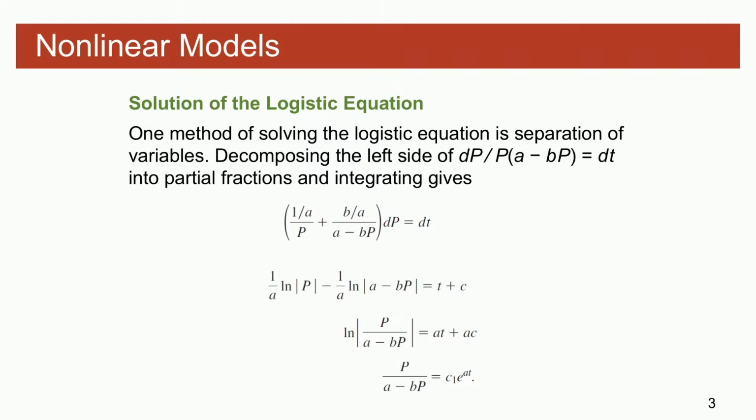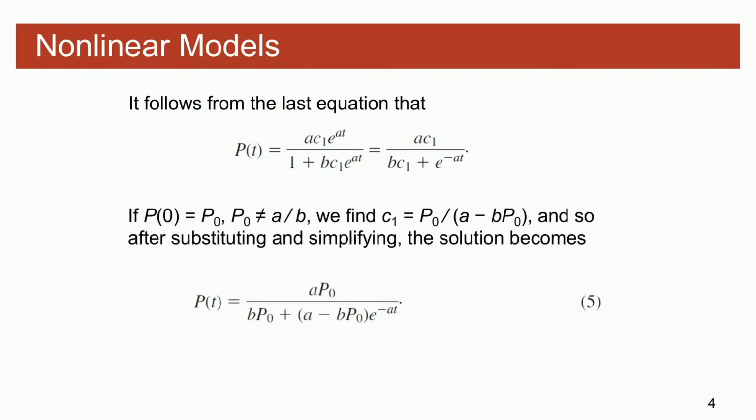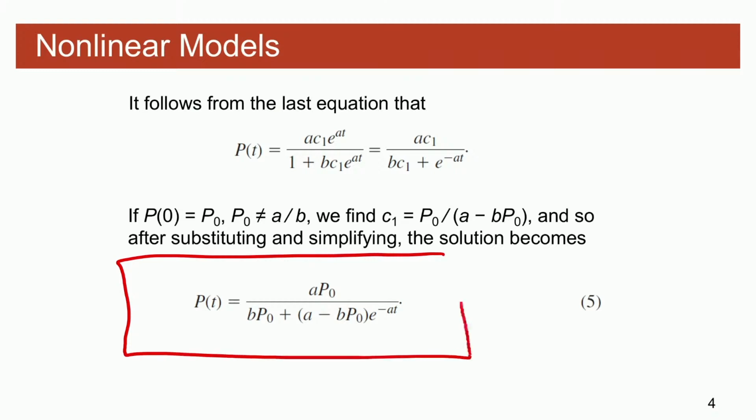And the a and the c got combined and turned into little c1, I guess. Almost done. So this is kind of a pain. So solve for capital P. That's not very fun. But if you do that, you get this down here. So this is the final answer to the logistic growth model.